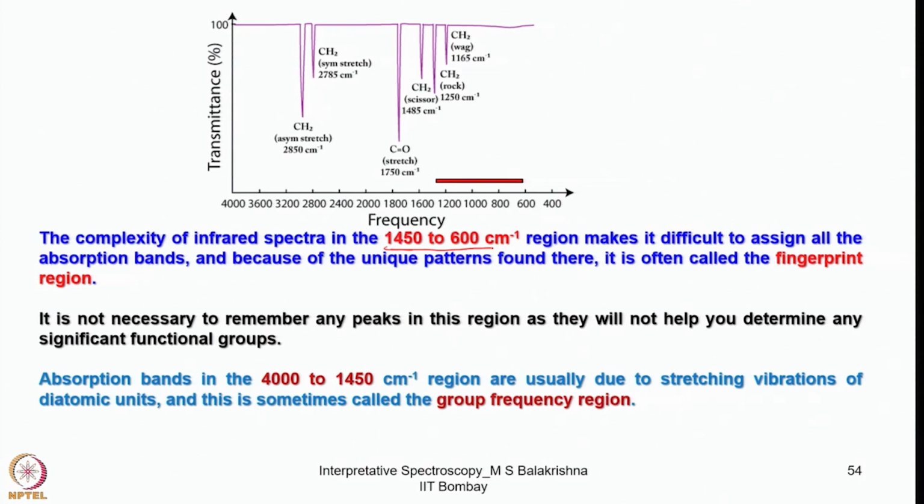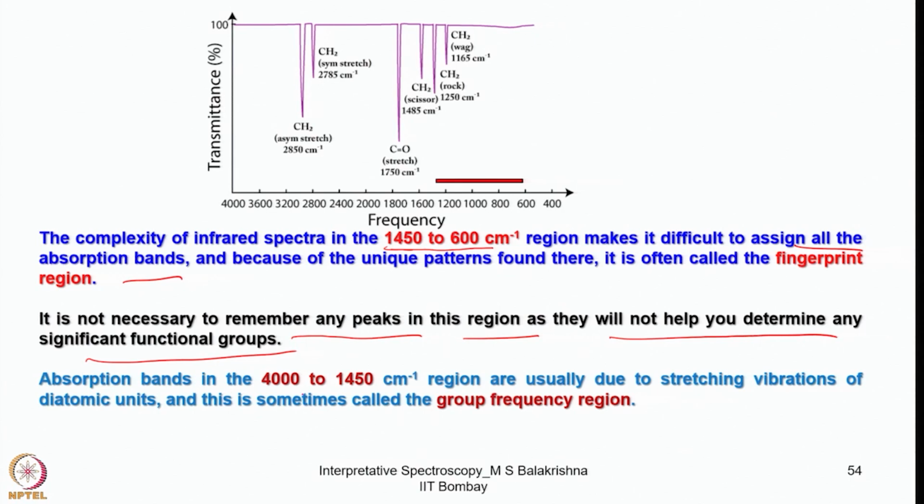The complexity of infrared spectra in the range 1450 to 600 centimeter minus 1 makes it difficult to assign all the absorption bands, and because of the unique pattern, it is often called the fingerprint region. That's what I told you in my earlier lecture. It is not necessary to remember any peak in this region, as they will not help you determine any significant functional groups. You only have to identify, yes, this pattern is there, fingerprint region. There is no need to worry about interpreting all the bands. It is a little bit more complex and unnecessary.